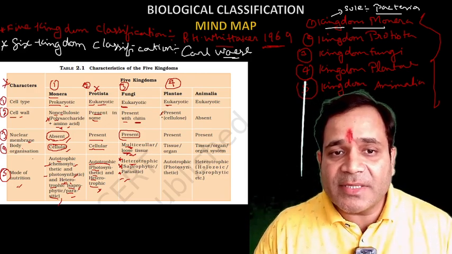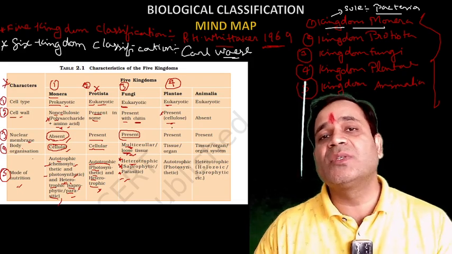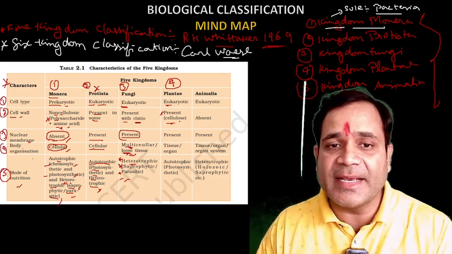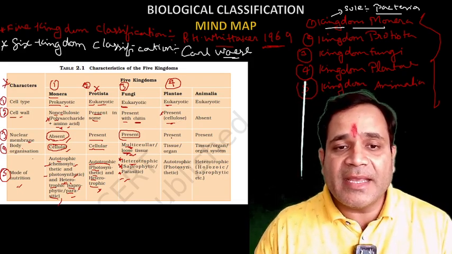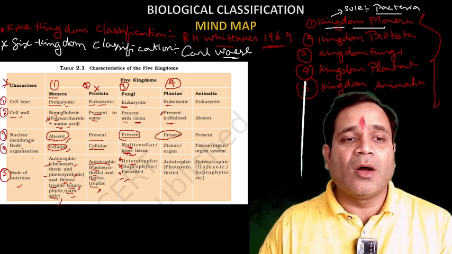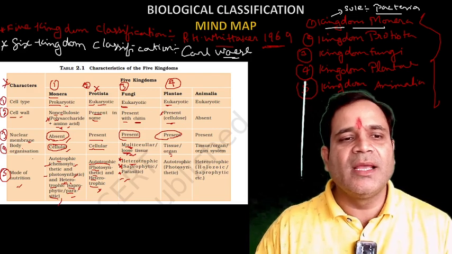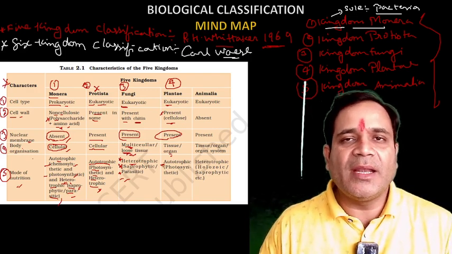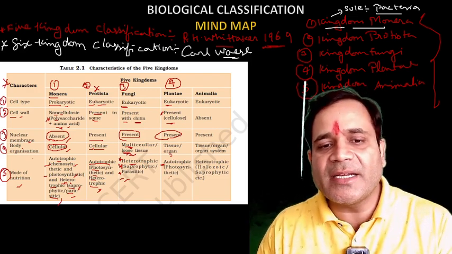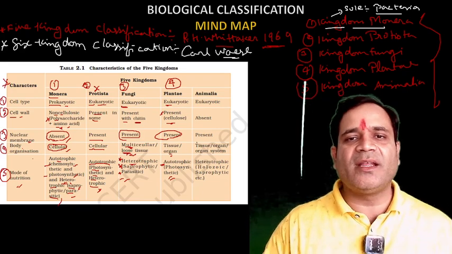Cell wall, yes, present in plants. That is what? Cellulose. Cellulose means what? Fiber. Yes. And the nuclear membrane is here, yes, definitely present. Now the body organization is tissue, and some are organ system level of organization. And the mode of nutrition here is only autotrophic, that is photosynthetic, not chemosynthetic, my dear.